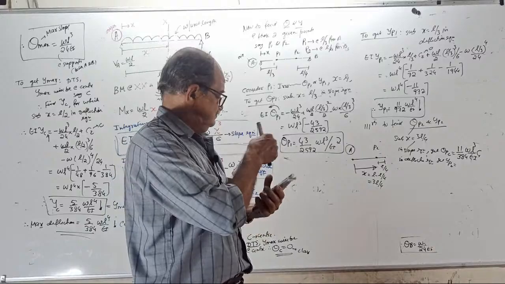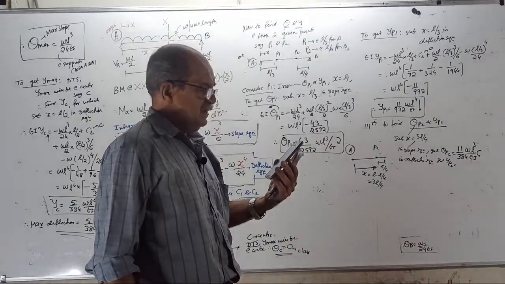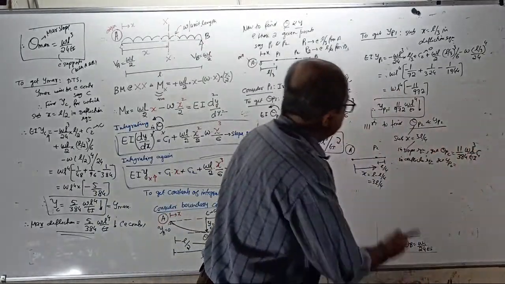Is that answer correct? 11 by 384. Did you get it? Otherwise, get it later. Okay, I will go further. If it is wrong, correct it.